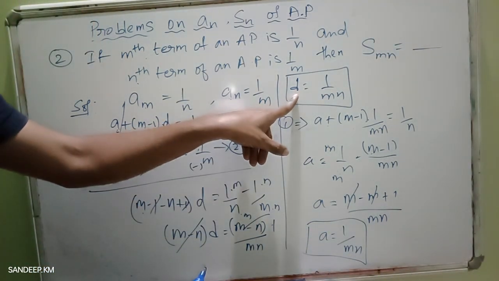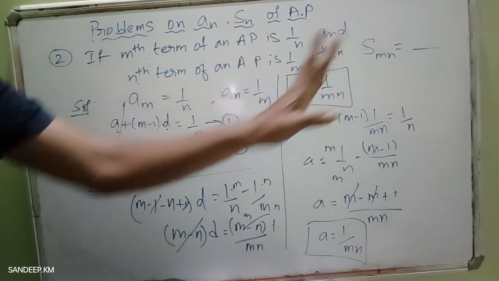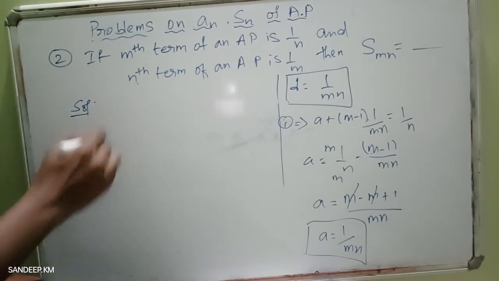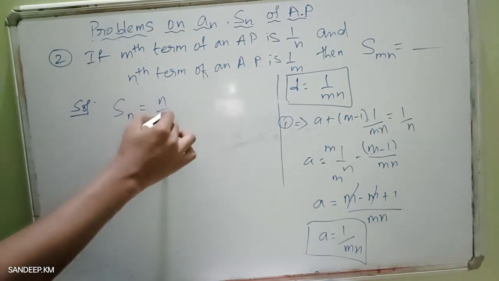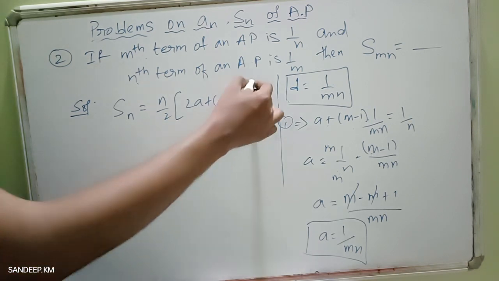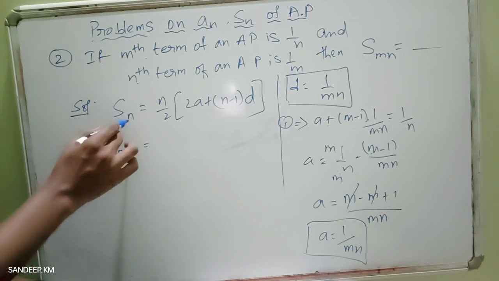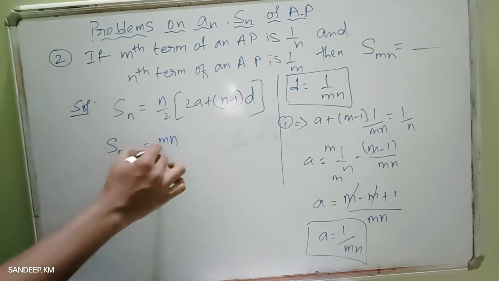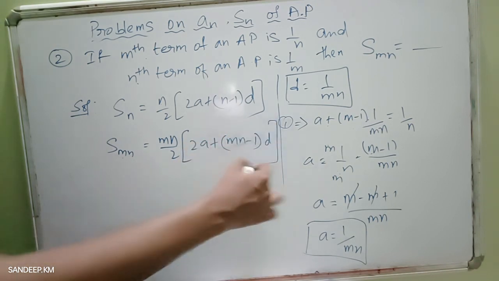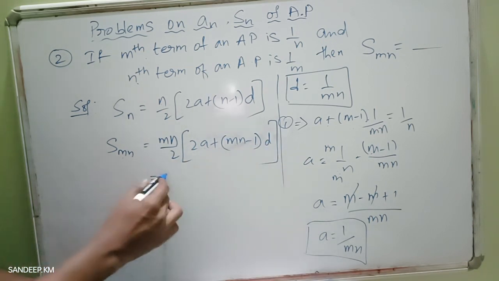Observe one thing, the common difference is 1 by mn and the first term is also 1 by mn. Now we are supposed to find the sum of mn terms. So let us work on that. We know that Sn is equal to n by 2 into 2a plus n minus 1 into d, right? But they are asking the sum of mn terms. So the number of terms is mn. So n becomes mn by 2 into 2a plus mn minus 1 into d. Let me substitute a and d as 1 by mn.